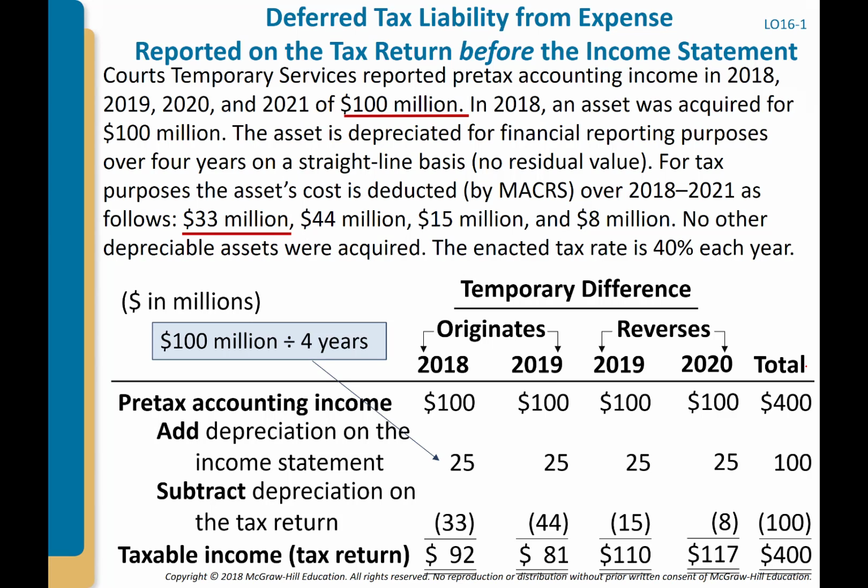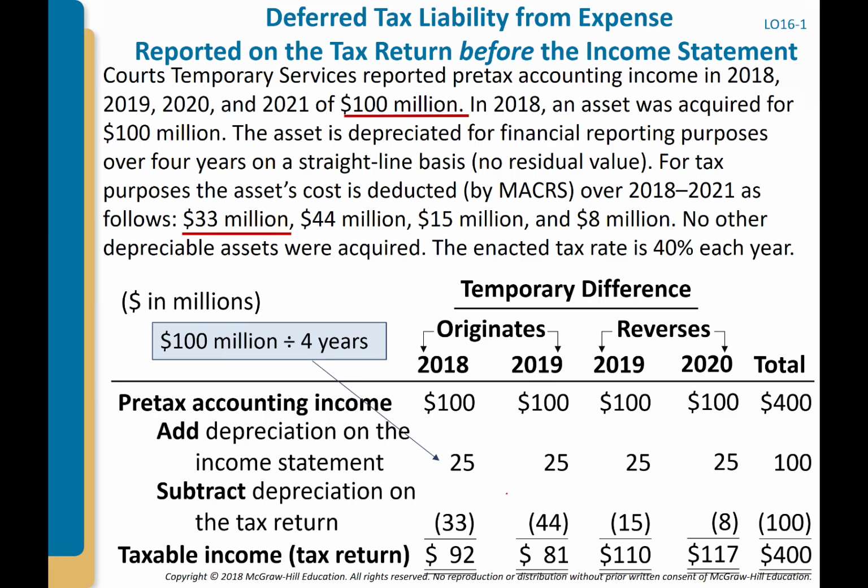Now, the way we're going to be calculating this is we have the 100 million pre-tax income, and then they add the depreciation back and subtract the depreciation from the tax return, and that's a little bit of a confusing presentation. I think I understand why they're doing it that way, but let's just look at the difference.